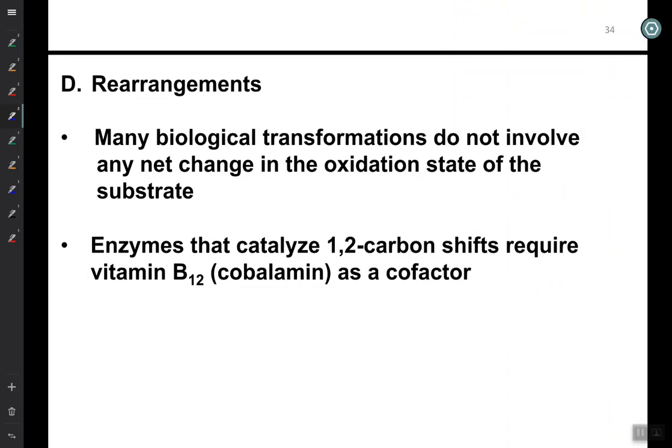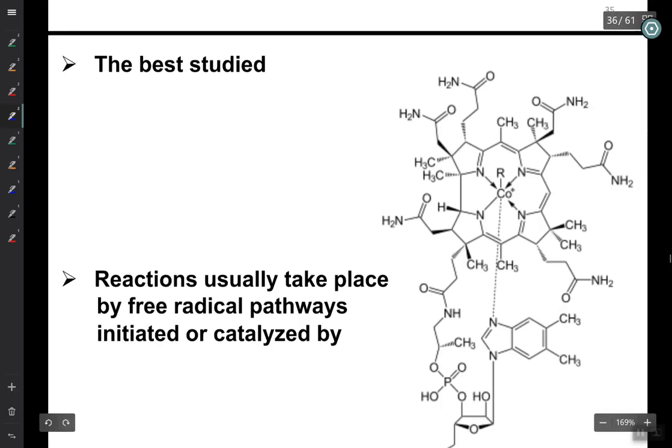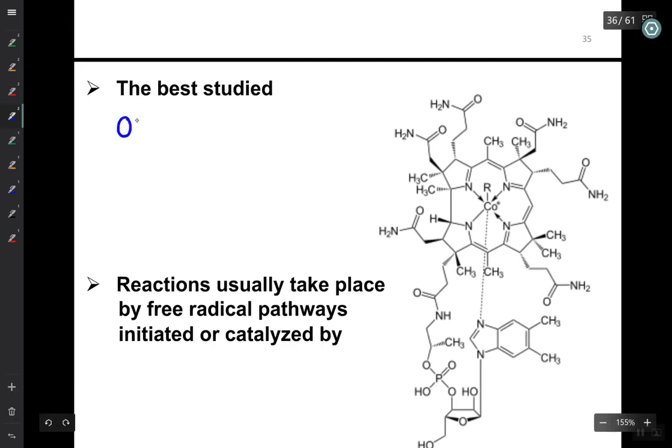Okay, some enzymes catalyze rearrangement reactions, so they're just changing the placement of chemical bonds. They do not involve any net change in the oxidation state of the substrate. So enzymes that catalyze 1,2 carbon shifts require a cofactor called cobalamin, also known as vitamin B12. This is such a remarkable cofactor because it's the best studied organometallic unit in biology.